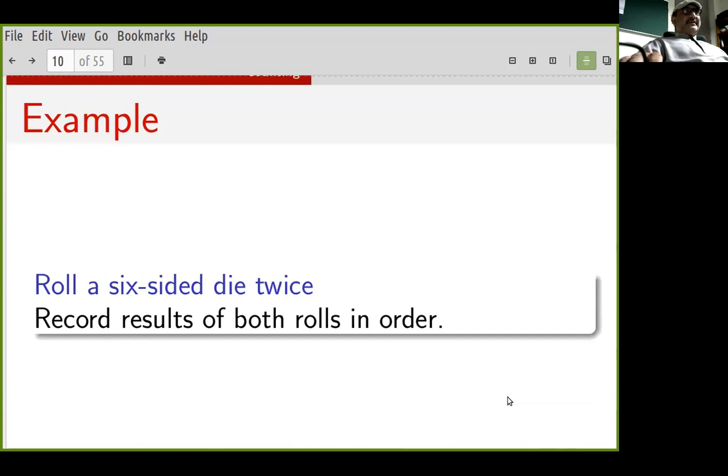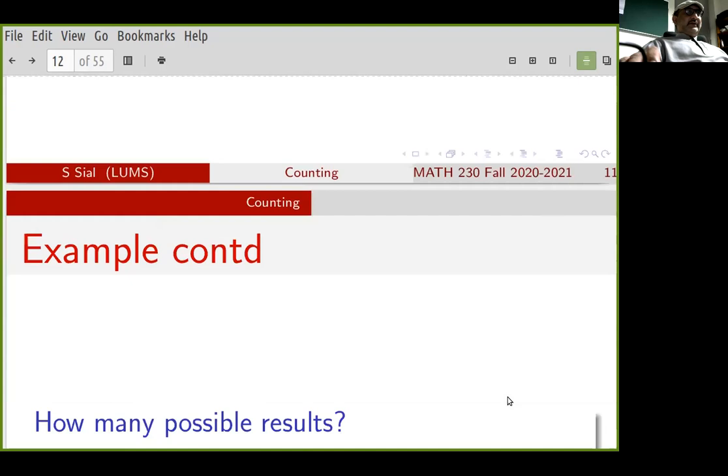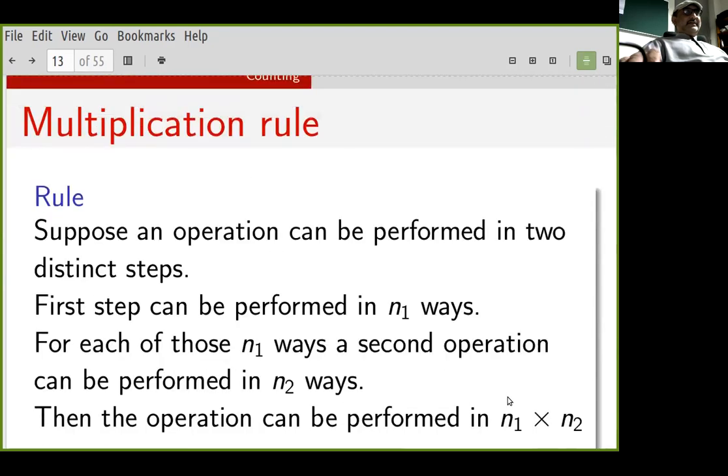Well, what if we roll a 6-sided die twice? I roll it once and I record the result. And I roll it again and I record the result. Now, how many possible combined results are there for this experiment? Well, the first step of the experiment has 6 possible outcomes. The next step of the experiment has 6 possible outcomes. So when we put them together, we have 36 possible outcomes.